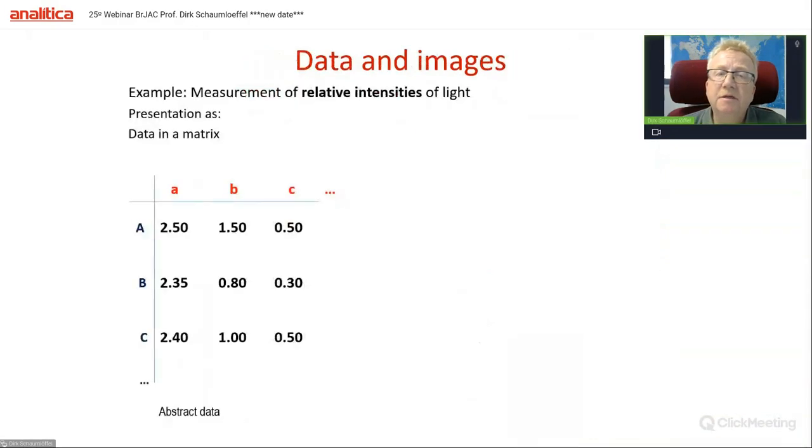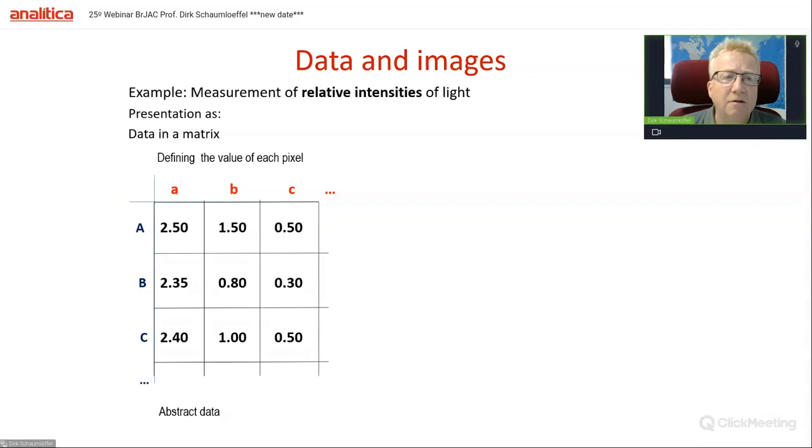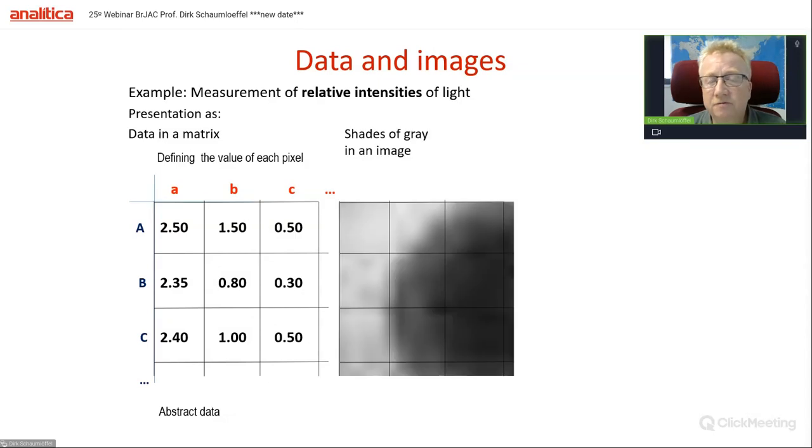I will give you an example of how data and images are related. For example, here the measurement of relative light intensities, presented as data in a matrix. You see here these abstract data, and I suppose it will not tell you a lot about what kind of information is behind. Of course, it is the value of each pixel in an image, and we could transform these into shades of gray in an image.